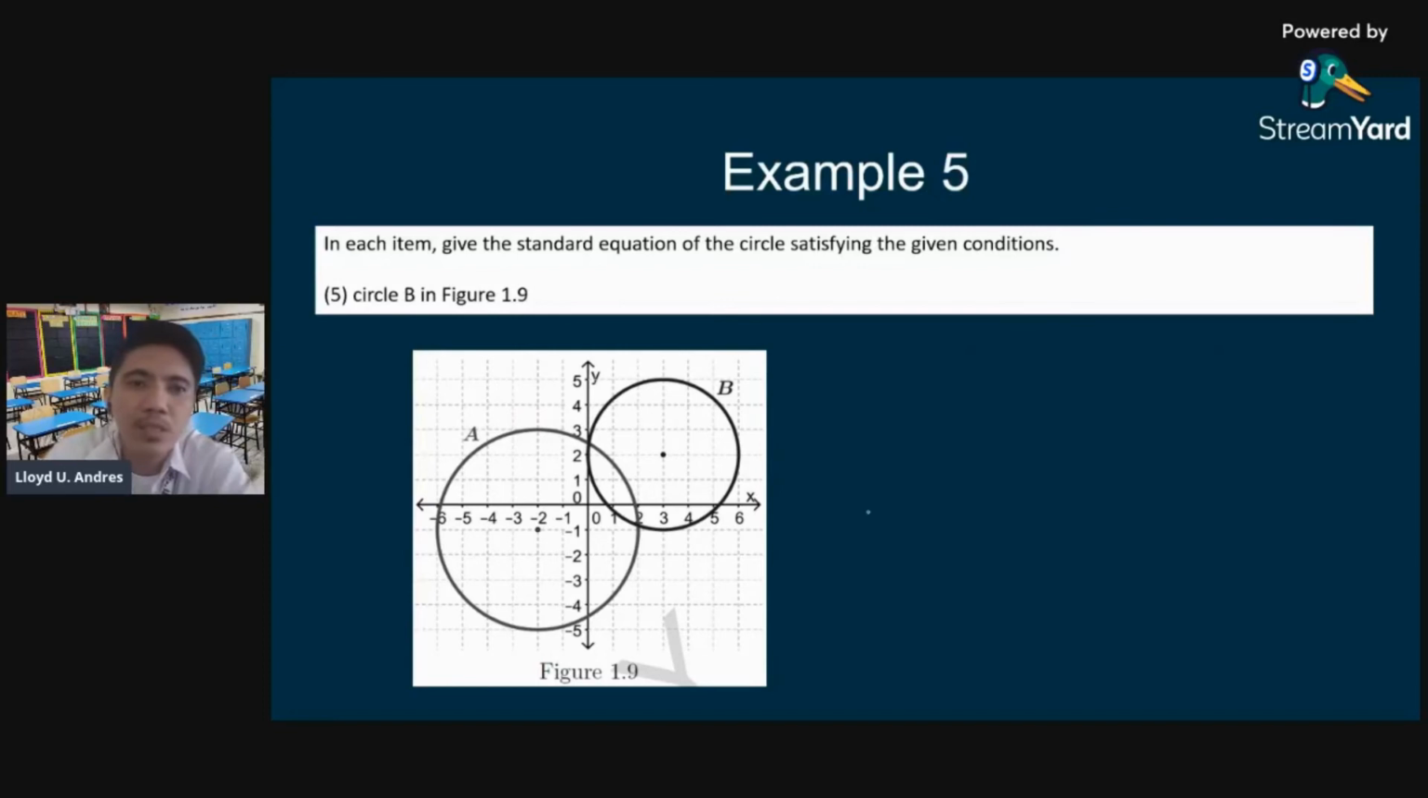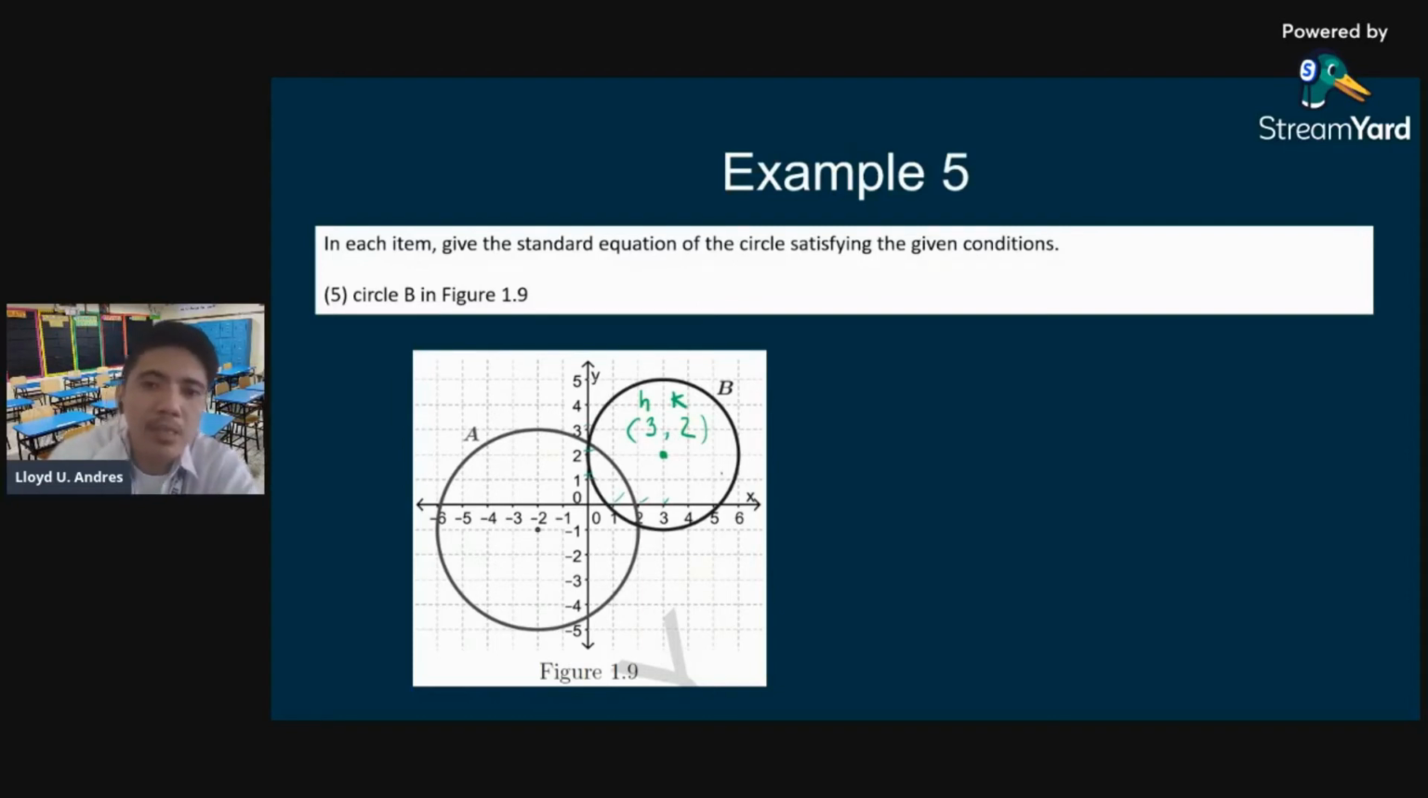Next is circle B. Similar to circle A, we need to determine the coordinates of the center. We just have to count 1, 2, 3. So the x coordinate is 3, and the y coordinate is 1, 2. So positive 3 and positive 2. Therefore, our h is positive 3 and our k is positive 2.